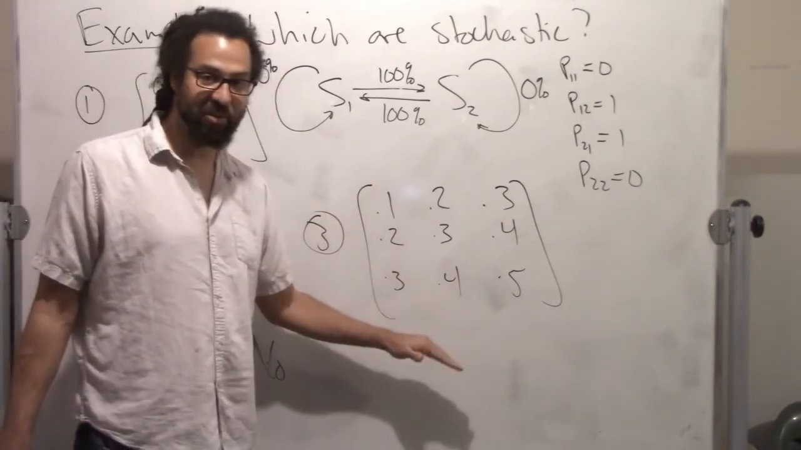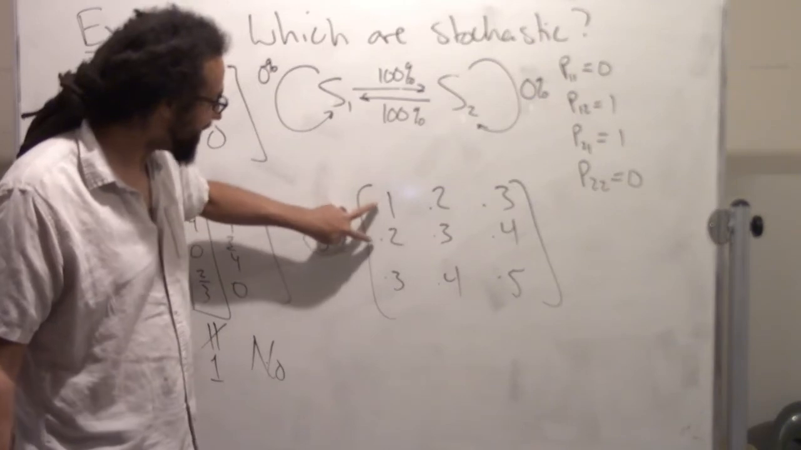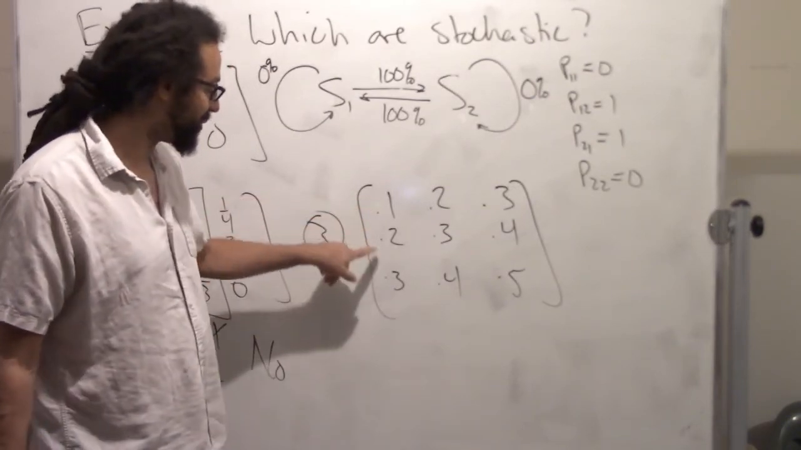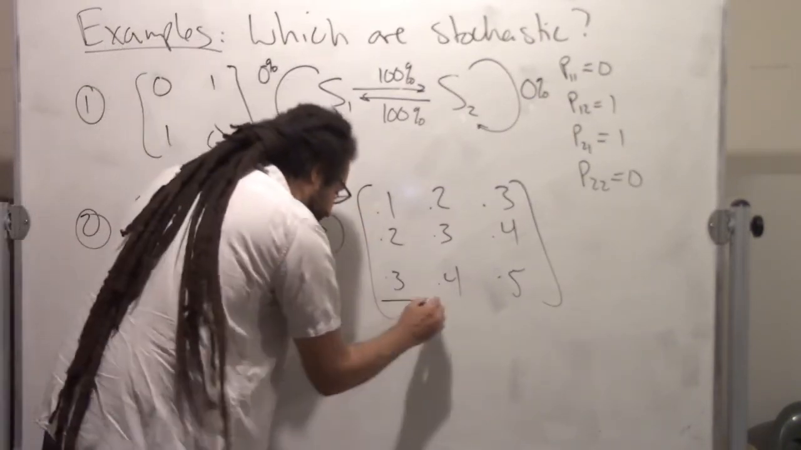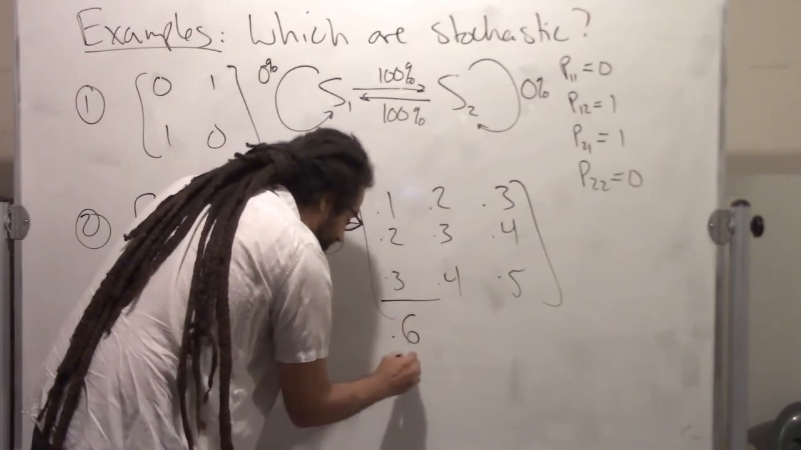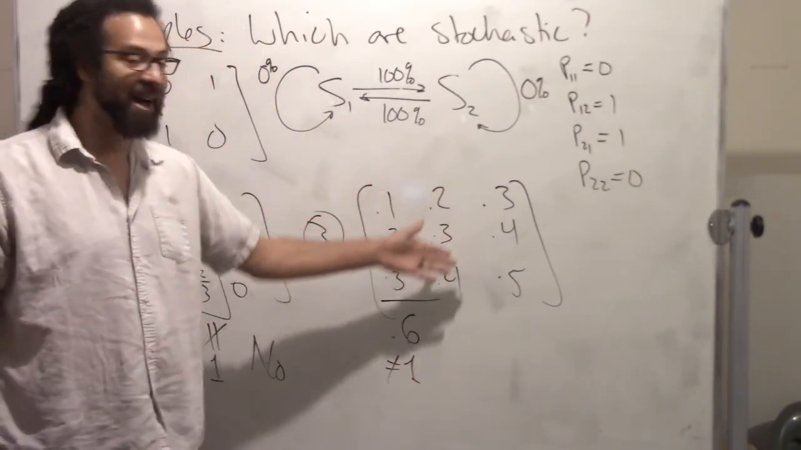And then the same thing here. All of the entries are between 0 and 1, but when you add up along the first column, for example, you get 0.6, right? So here you get 0.6, not equal to 1, so this thing is not a stochastic matrix.